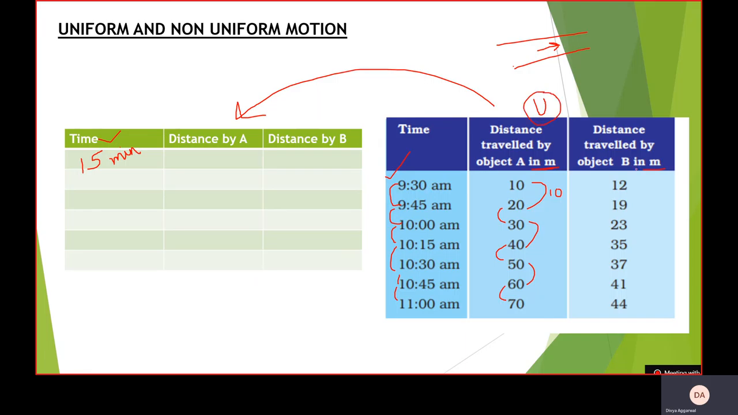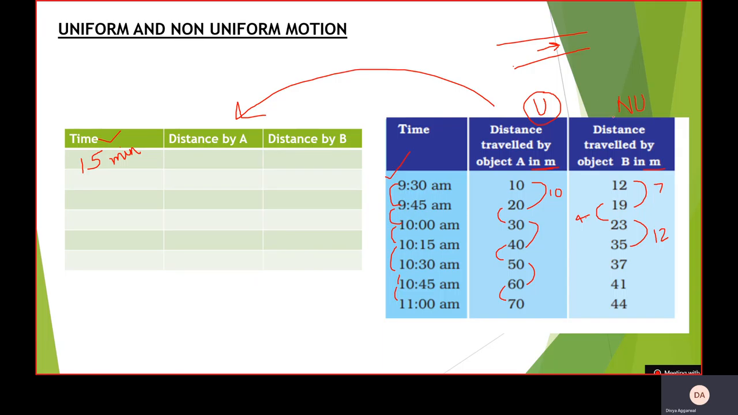Now distance traveled by object B in the first 15 minutes is 7 meters. In the next 15 minutes, it is 4 meters. In the next 15 minutes, it is 12 meters. In the next, it is 2 meters and so on. So I can say that it is covering unequal distance in equal intervals of time. And this kind of motion is known as non-uniform motion.